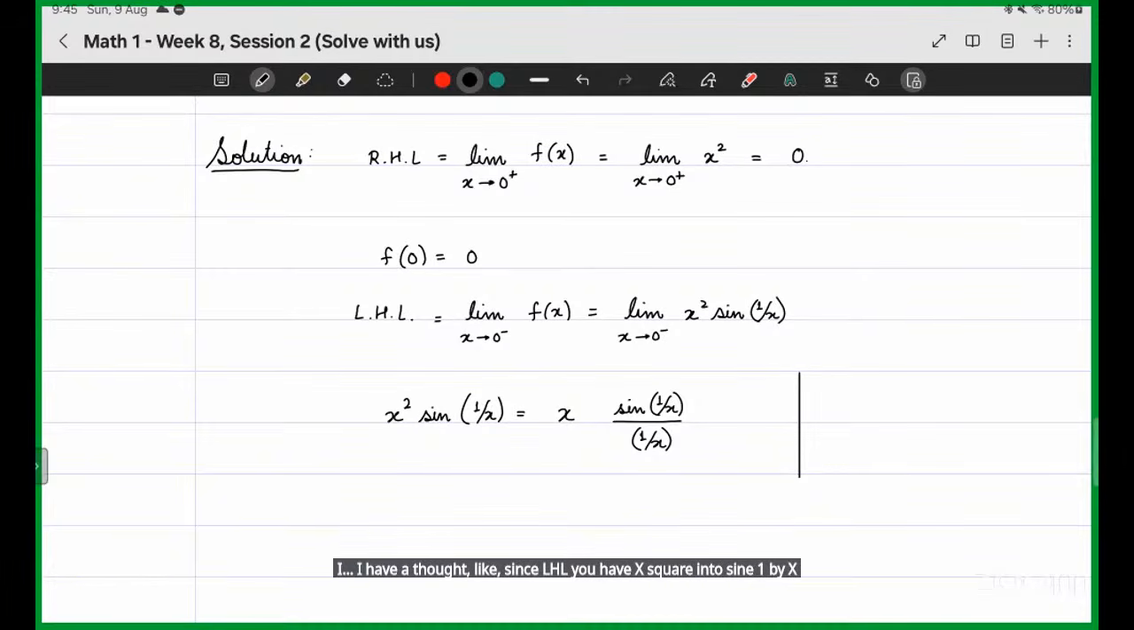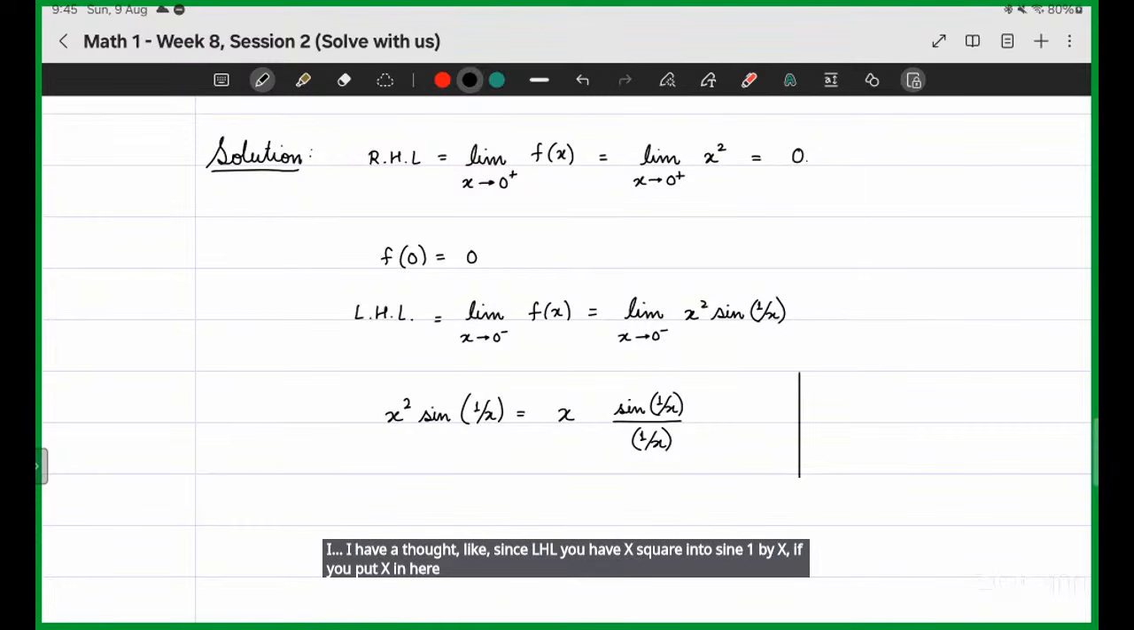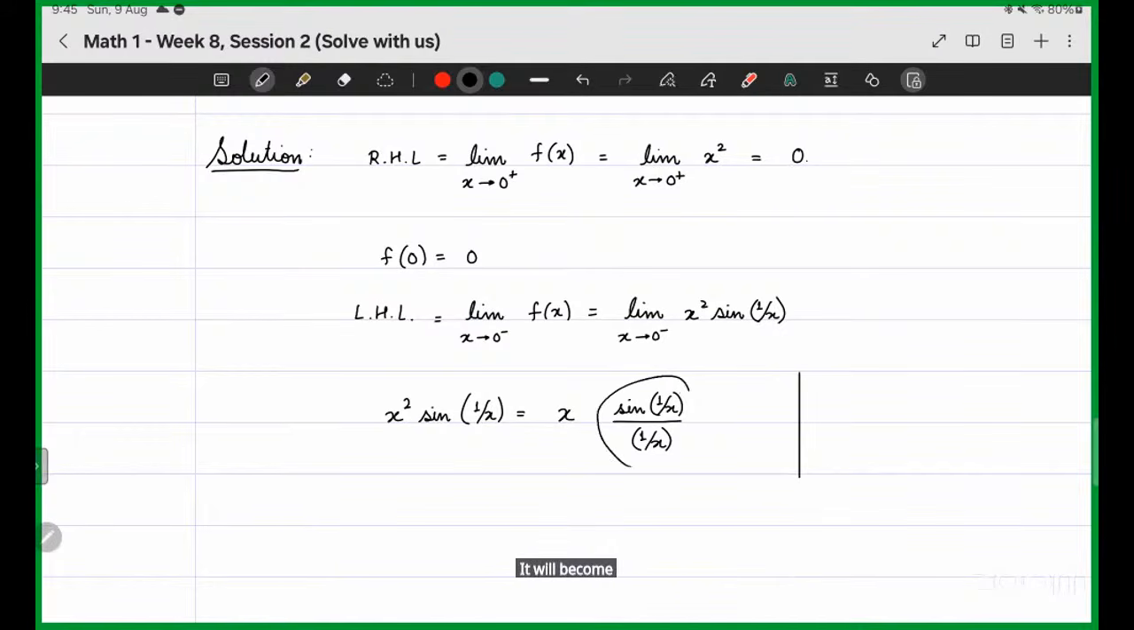If you put x in here, 1 by that will turn to infinity. And again, you are multiplying x, which is 0, by anything, so it will again tend to 0 only. It will become 0 only. Yeah, but what about this? Why is the limit of this equal to 1? Sir, we have done sine x by x as limit x tends to 0 as 1. So I am just making that comparison.